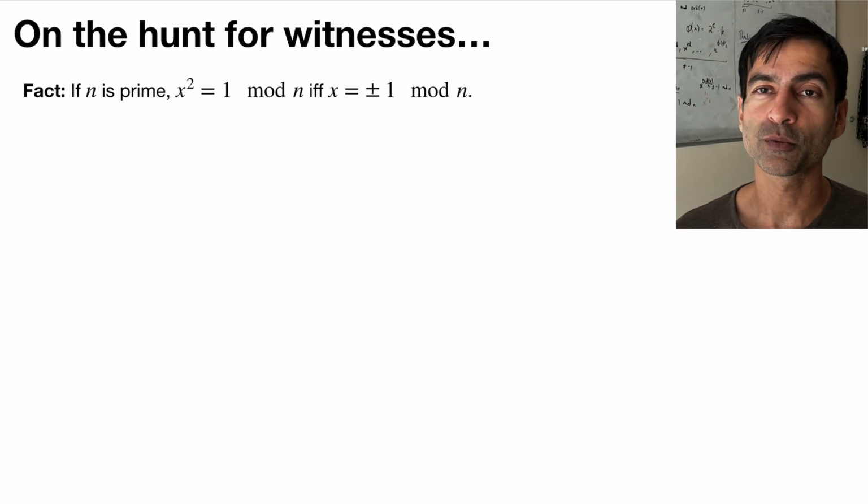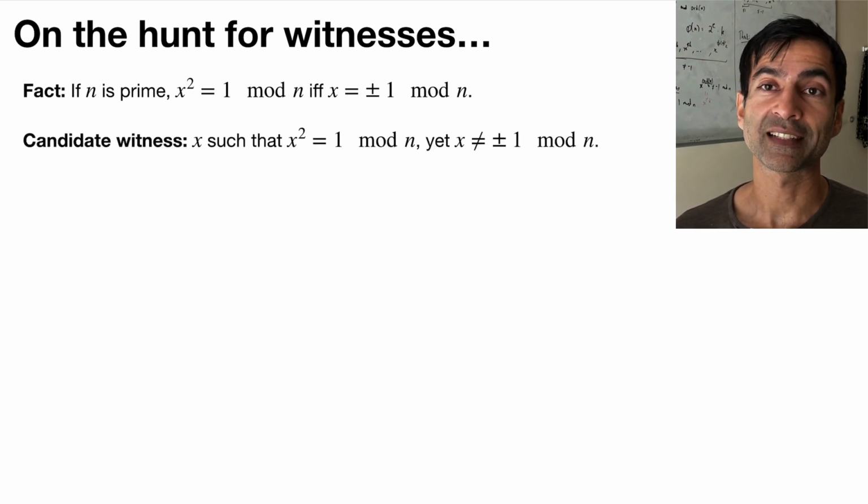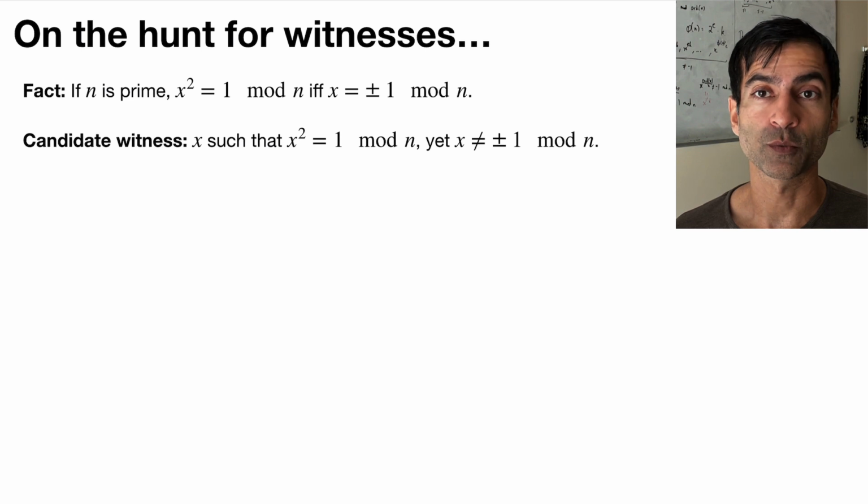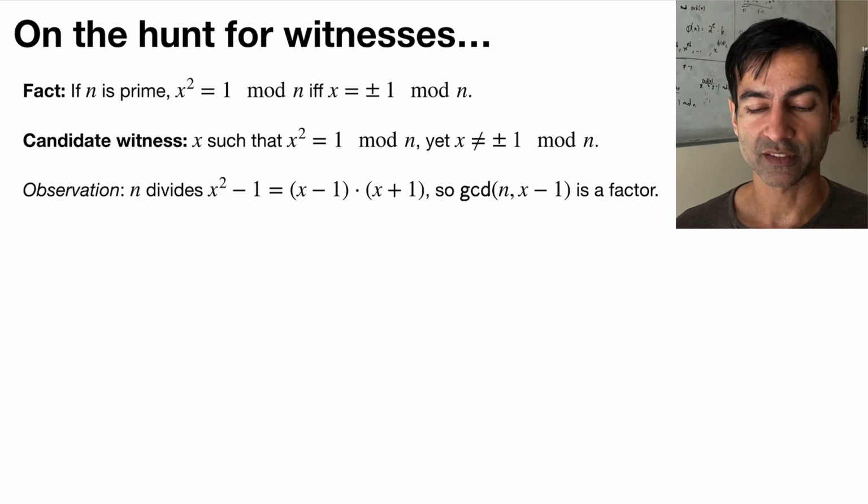So the starting point is this fact that we just discussed, that if n is prime, then there are no surprising square roots of 1. So a natural candidate for a witness is an x that is a surprising square root of 1. Okay. And such a witness is very useful because you can also use it to factor n.